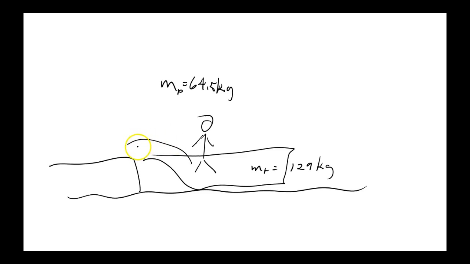Now I'm assuming that he is stepping off this way with 34.0 newtons. Okay? Now, what is the force? And that's the force he's applying on the rowboat. Okay, right? Now, what is the force that is applied to the person by the rowboat?